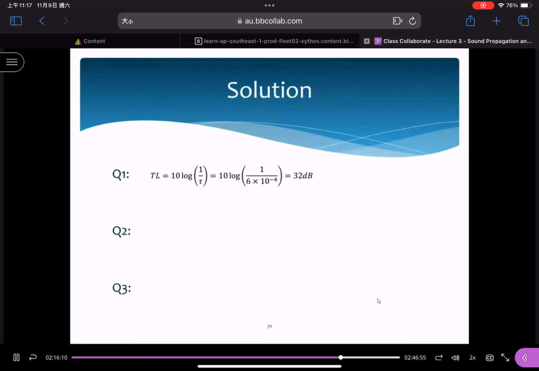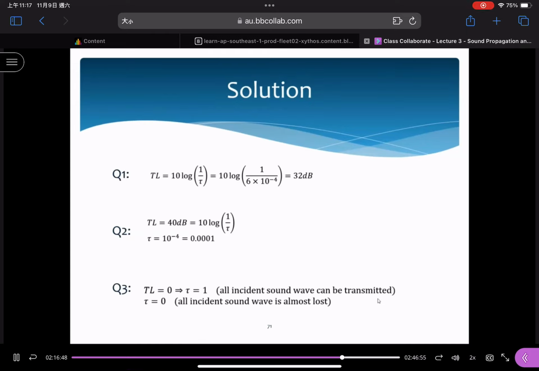Because these are just short questions, let's take a look. We recall the first equation to find the transmission loss. In the first question, the transmission coefficient is equal to 6 times 10 to the power of minus 4, so in this case the transmission loss is 32 dB. For the second one, the transmission loss is 40 dB, so its corresponding transmission coefficient is 0.0001. And for the last one, because the transmission loss is equal to 0, it means that tau is equal to 1. All incident sound waves can be transmitted. If the transmission coefficient is equal to 0, it means that all sound fields could be blocked.